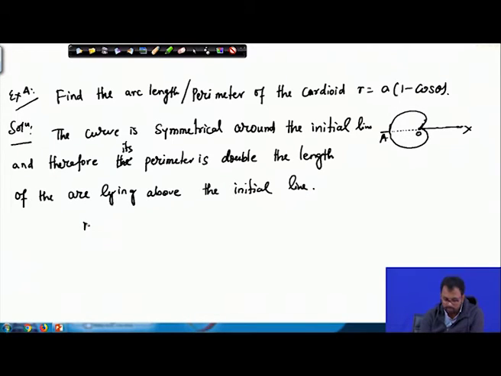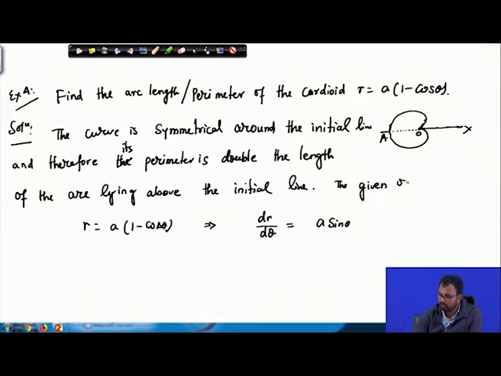So, the given equation is r equals a times 1 minus cos theta. From here we can calculate our dr d theta, and dr d theta is a times sin theta. It is better to write some sentences. So, the given equation of the curve is this one, and then we do the differentiation. Theta is varying from 0 to pi, to cover the entire arc length.